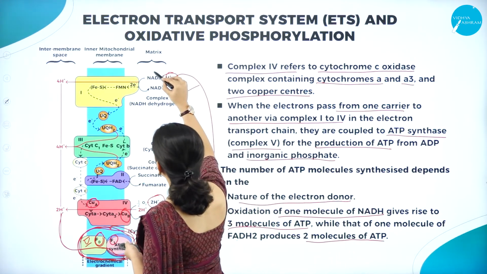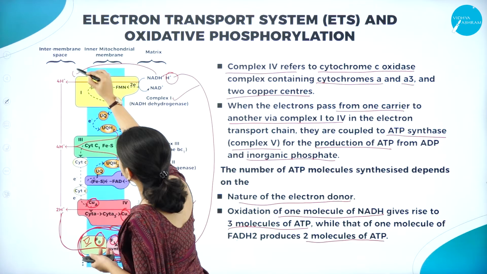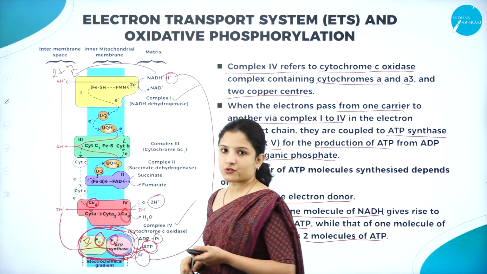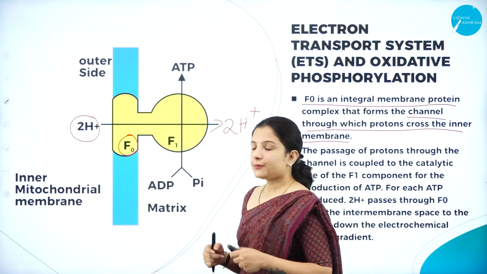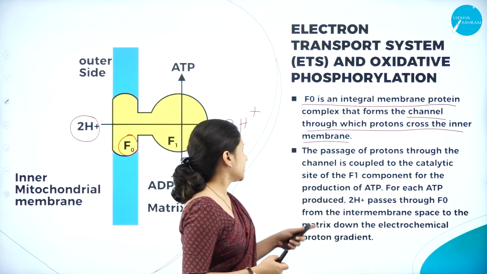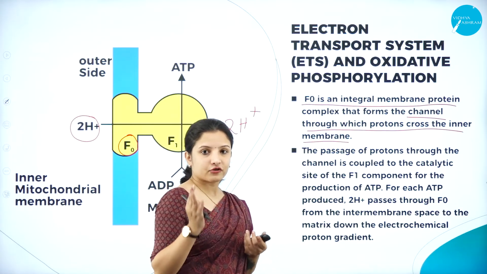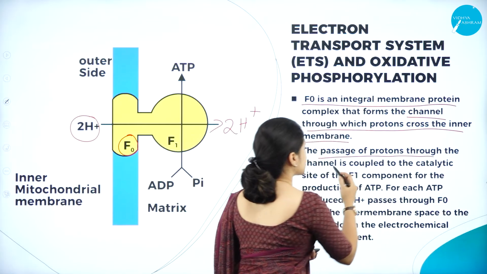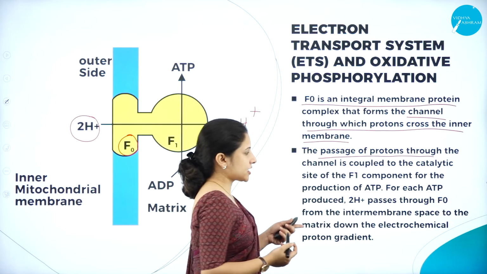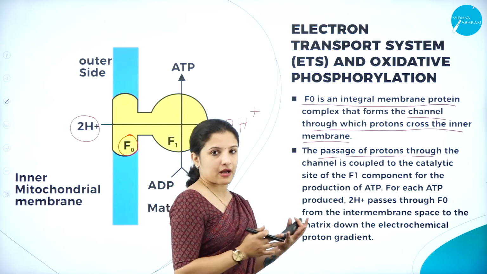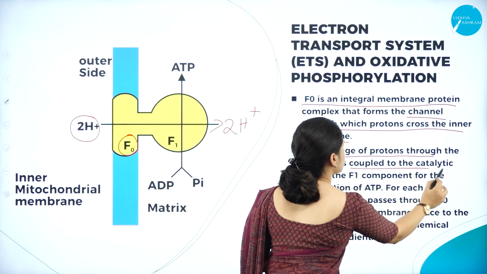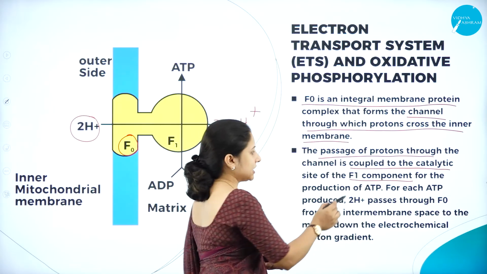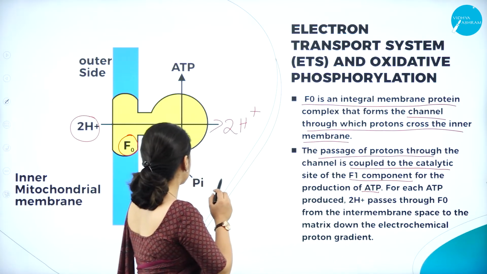So I told you 2H plus will move. Again 2H plus will move, therefore 4H plus. So that is how it gets added. The same thing is shown here as well. So here they help in the passage of protons across the inner membrane. The passage of protons through this particular channel, wherein the proton passes, is actually coupled to the catalytic site of the F1 component for the production of ATP. So this also helps in the production of ATP.